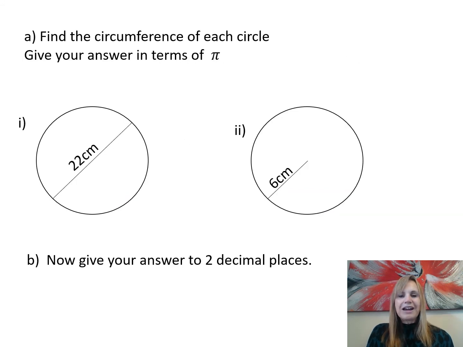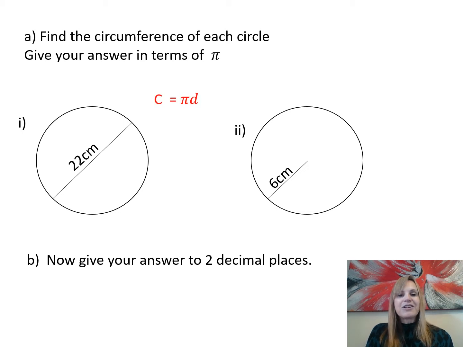Here are 2 questions for you to try. Press pause and have a go at them. For the first one, just leave your answer in terms of pi, and for part B, round your answer to 2 decimal places. When you're ready for the answer, press play.